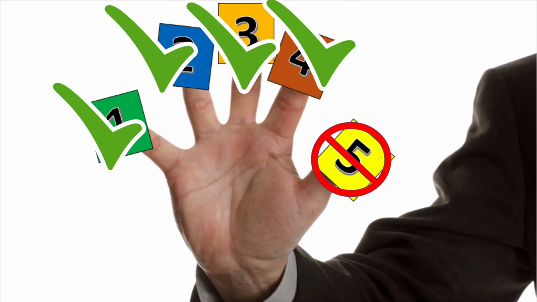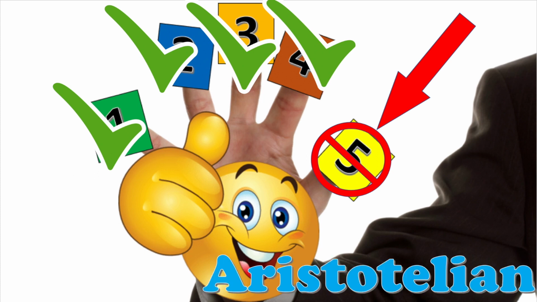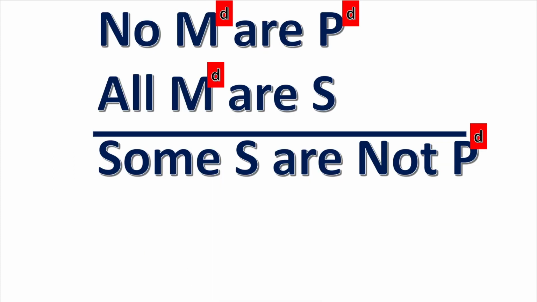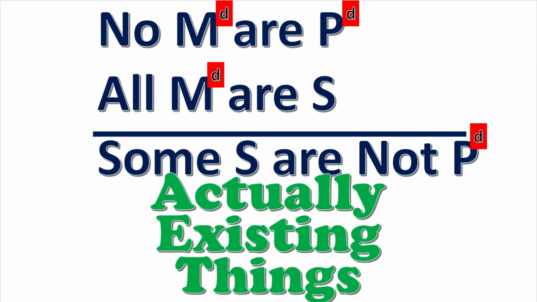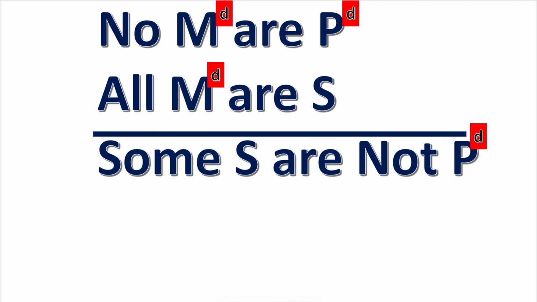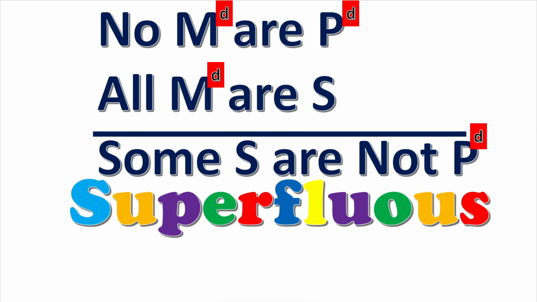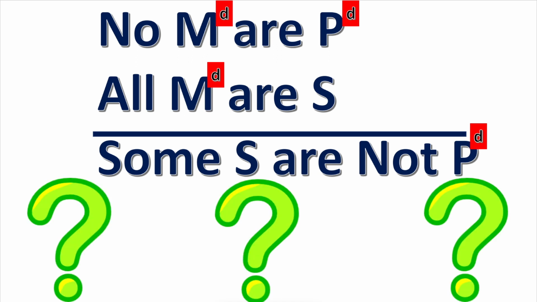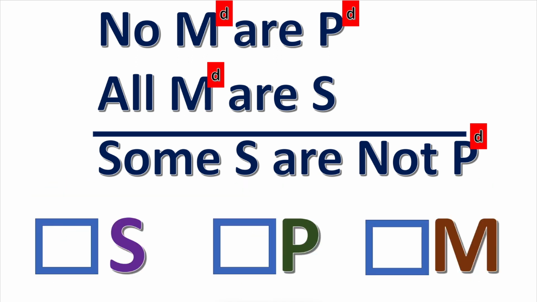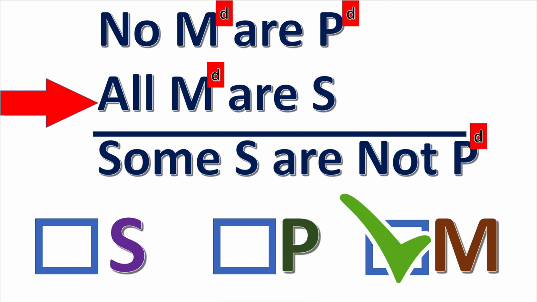Since the syllogism breaks only Rule 5, it is valid from the Aristotelian standpoint if the critical term represents actually existing things, but it is not valid from the Boolean standpoint. Now, applying the superfluous distribution rule, what term must denote actually existing things for the syllogism to be valid? Press pause. The answer in 3, 2, 1. M is distributed in the first premise, which satisfies Rule 1, but M is also distributed in the second premise.